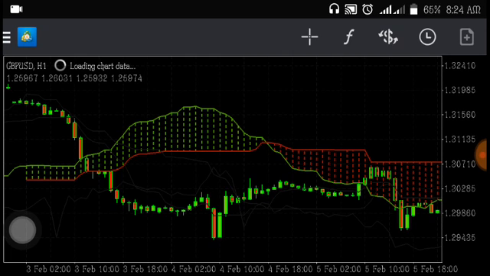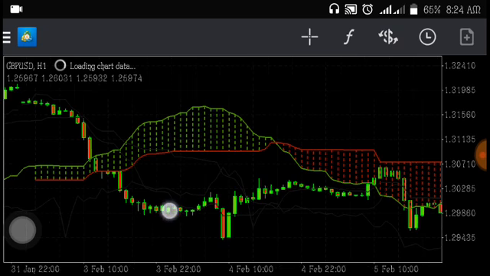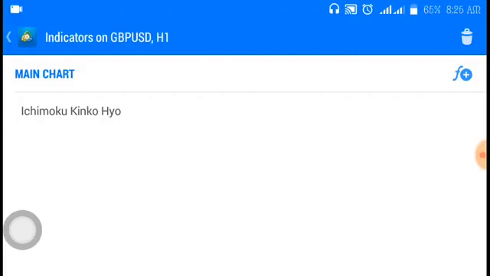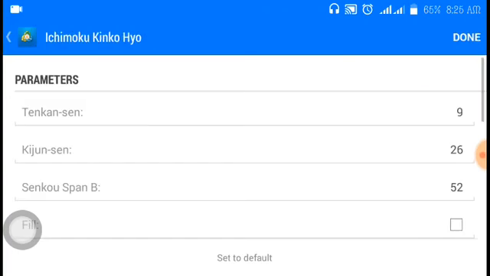Like I said in the last video, the rules that I outlined weren't very complete, so in this video I will give you a complete rule for this strategy. What we'll be doing is very simple. We are using the Ichimoku Cloud as an indicator. If you are using MetaTrader, all you have to do is click on this F icon, then go to your Ichimoku. We'll leave everything the same.